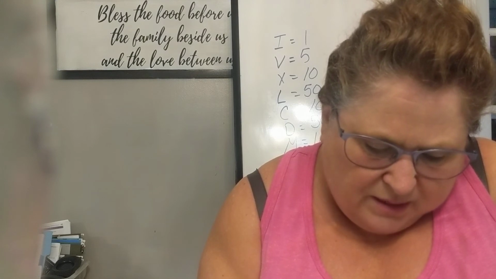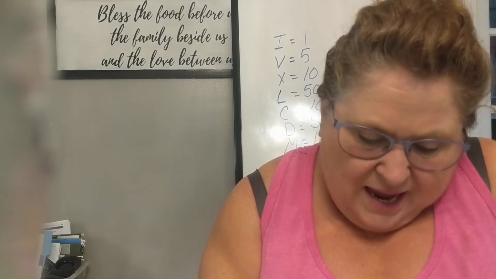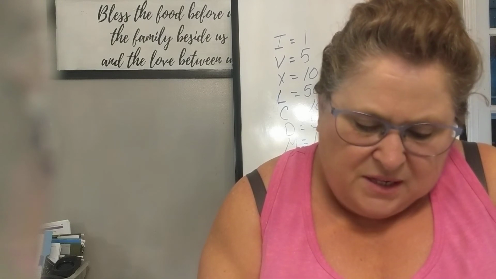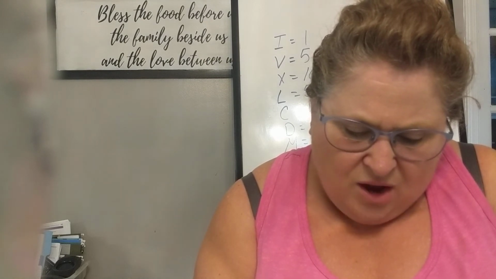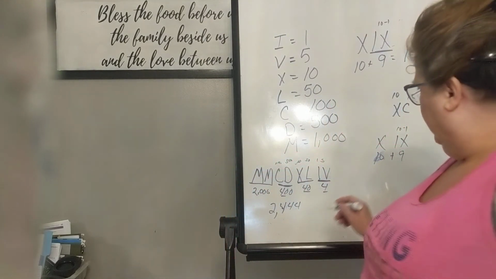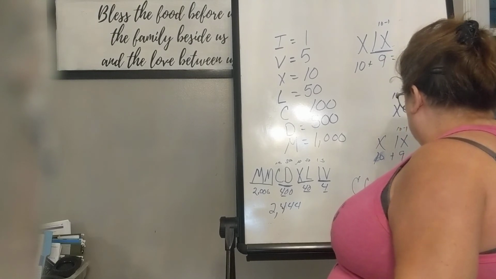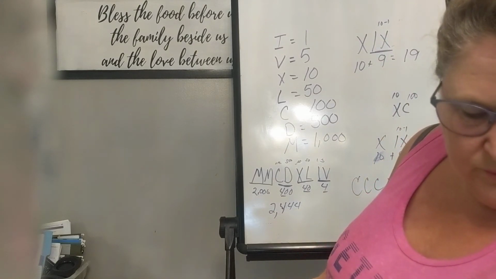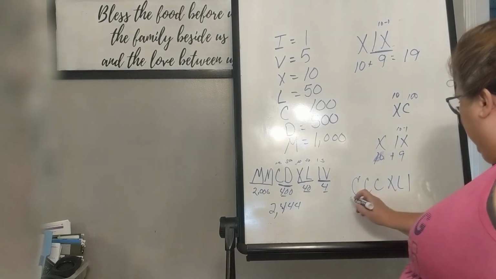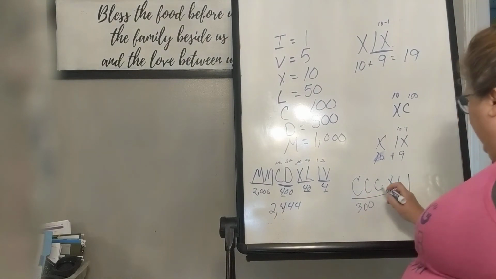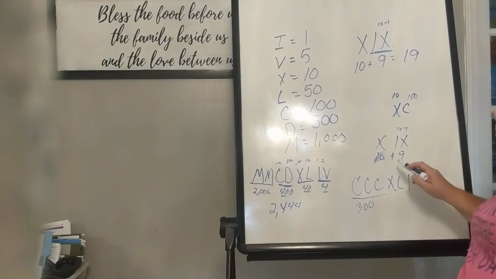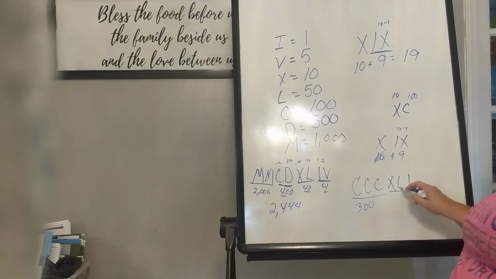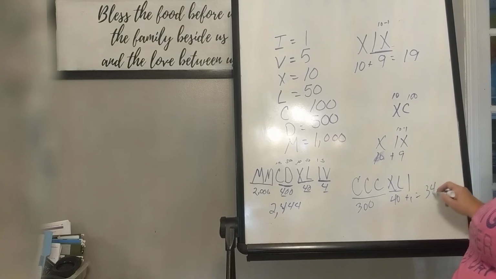Where are we at? I lost my place. Oh, letter D. We have CCCXLI. So our CCC is 300. You can put a line under that and write 300 under your 3 C's. Our XL, so we went from hundreds to 10 to 50. So we went down and back up, so we know we're going to have to subtract here. 50 minus 10 is 40, and then your 1, so it's 341.